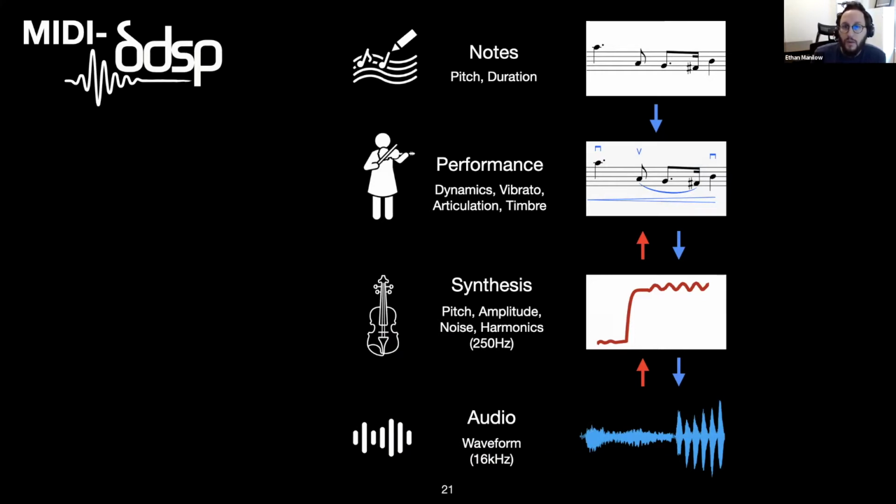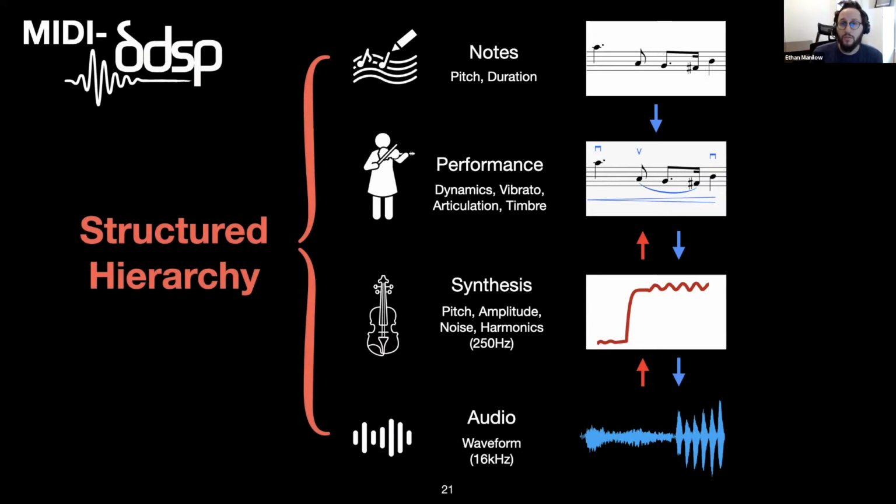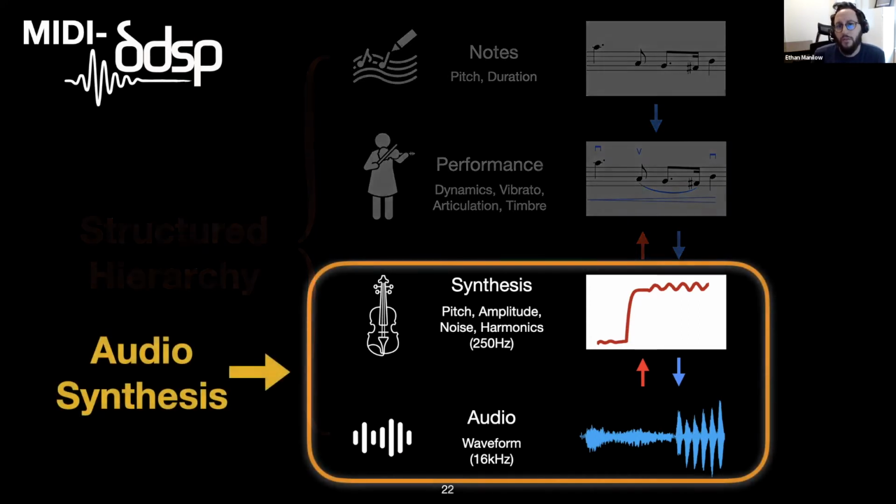The MIDI DDSP model itself is actually 3 models that form a structured hierarchy. And each of these 3 models I'm going to call a module, and they allow manipulation at different timescales. Each of these modules does its own form of analysis of the audio signal to provide the controls that we use when we generate audio. So I'll first talk about this audio synthesis module.